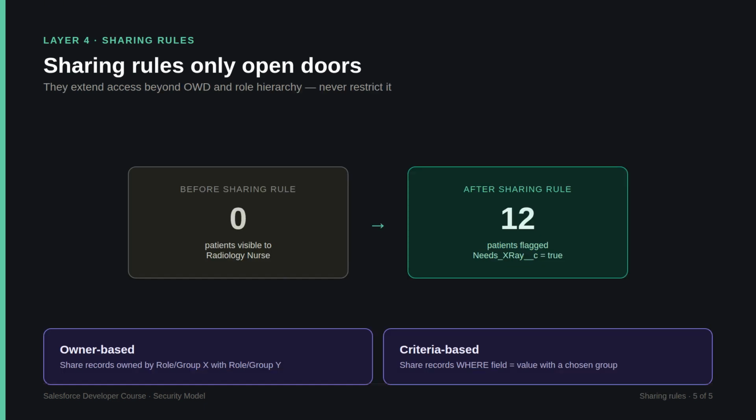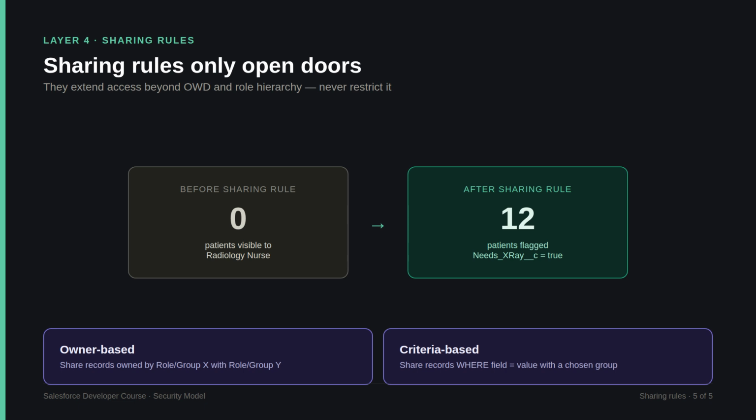Here's a real situation. Patient OWD is private. Role hierarchy lets managers see their own team's patients. But what if a radiology nurse in a completely different department needs to see patients flagged for an X-ray, patients she doesn't own and isn't above in the hierarchy? This is exactly what sharing rules solve.